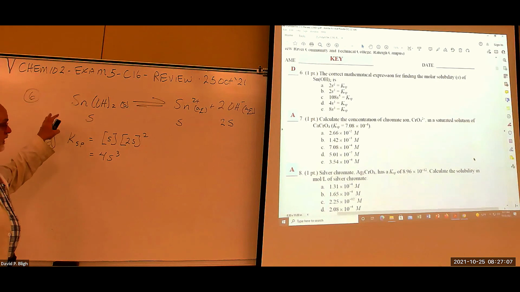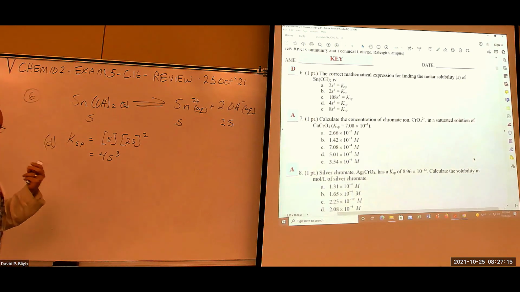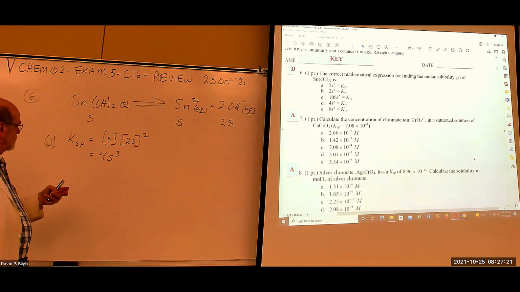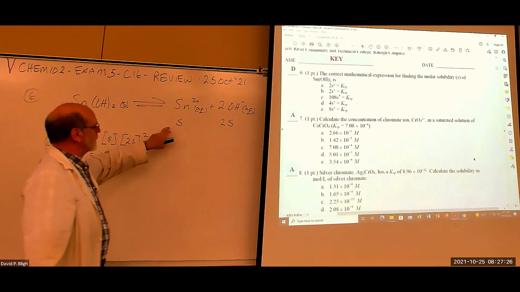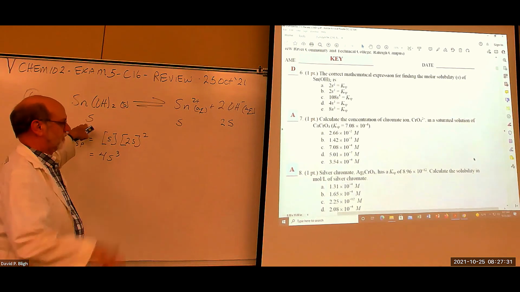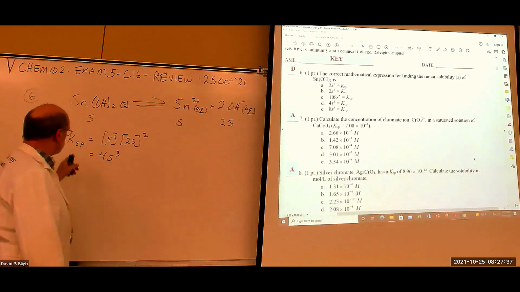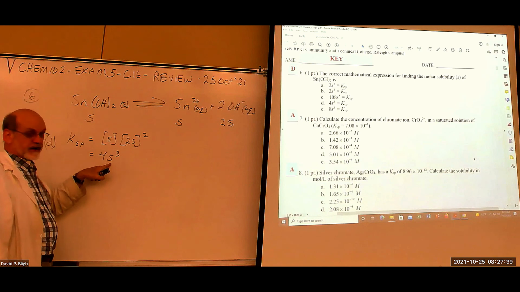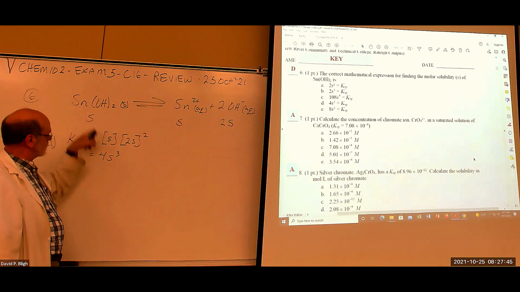So this time I did it without the ice table, because the ice table is really overkill when you're talking about solubilities. The first one we worked from solubility to KSP. We did actual values of solubility and found the KSP. This one is theoretical. You could plug any number solubility in here. But if you know what the KSP is, now you can find out what the solubility is, because you know the expression in terms of the solubility.